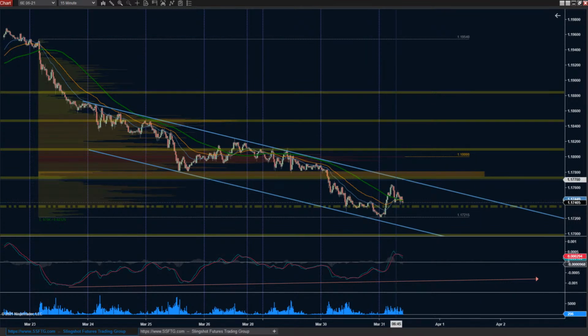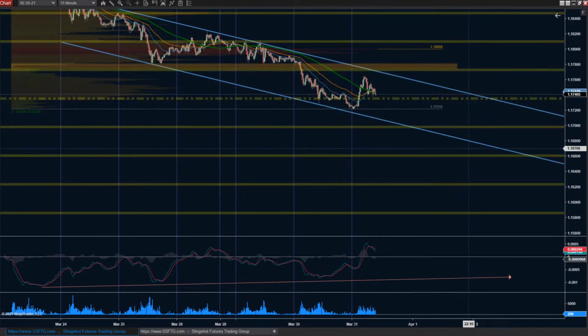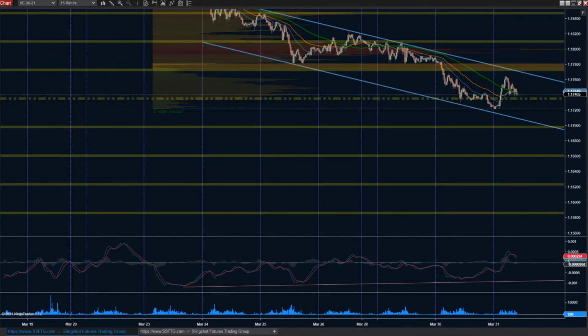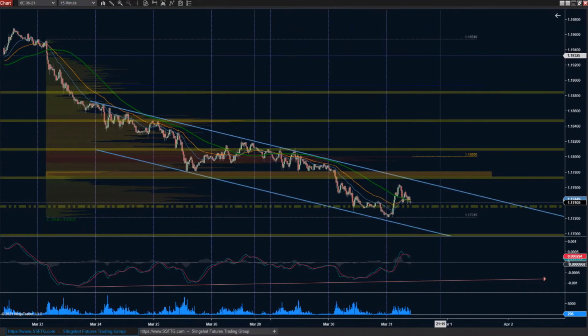And that means that if the buyers don't show up here and this starts going down, we could easily see this slide below 1.17 and honestly see this go all the way down to the 1.16, low 1.16 area. This could get pretty nasty on the euro if it doesn't start showing up to the party here for the bulls.